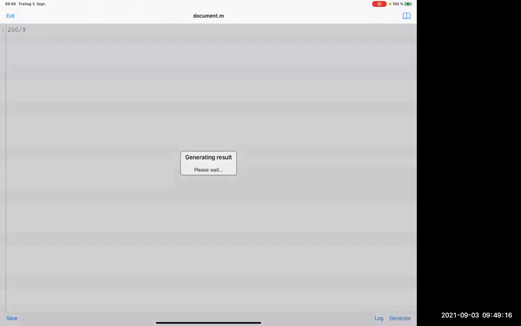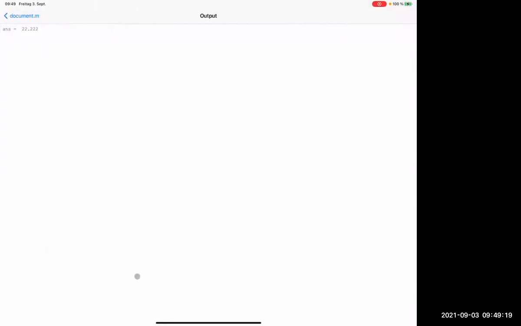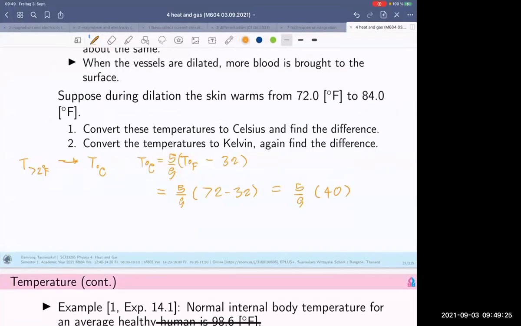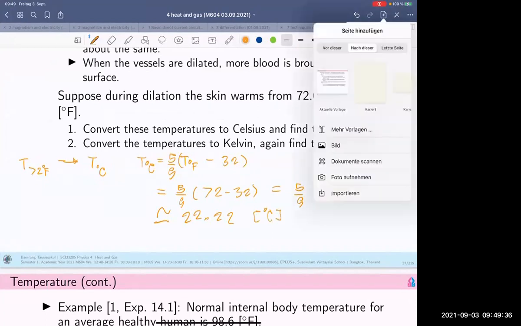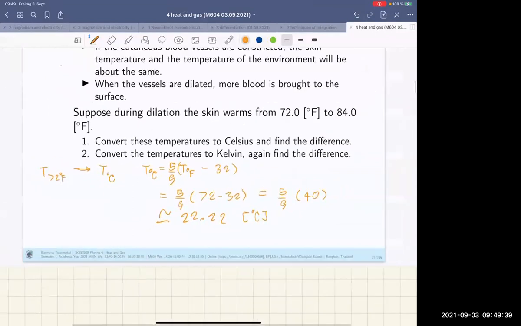200/9 is going to be 22.22. It's approximately 22.22 in the unit of degrees Celsius. Let's continue our story.